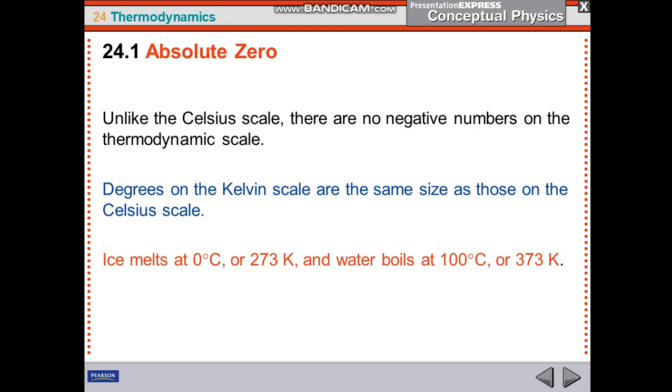You learned already about the Celsius scale and Fahrenheit scale, and you have seen negative temperatures in those scales, but in the Kelvin scale there is no negative temperature. 0 is the lowest. Degrees on the Kelvin scale are the same size as those on the Celsius scale. For example, ice melts at 0 degrees Celsius or 273 Kelvin. Water boils at 100 degrees Celsius or 373 Kelvin. So you can see the difference. They are the same size.